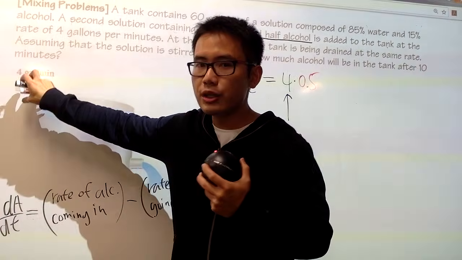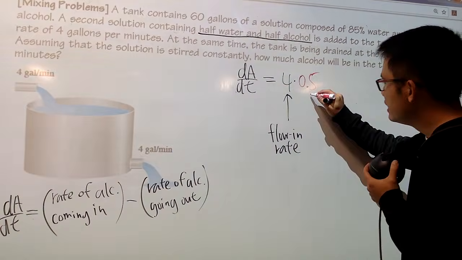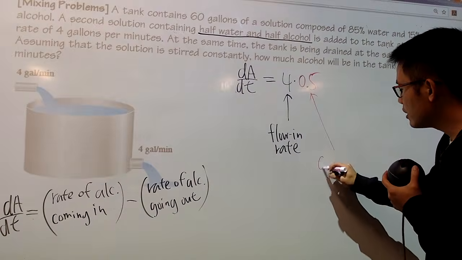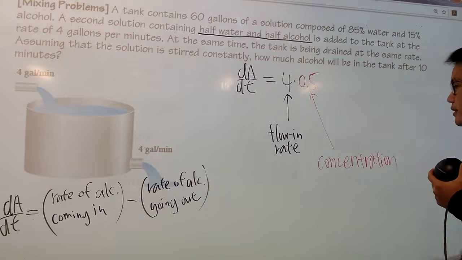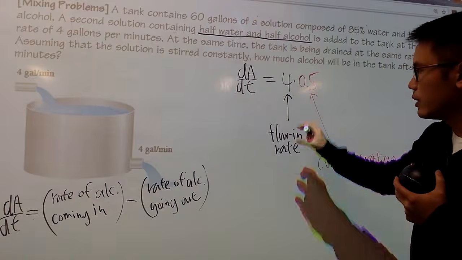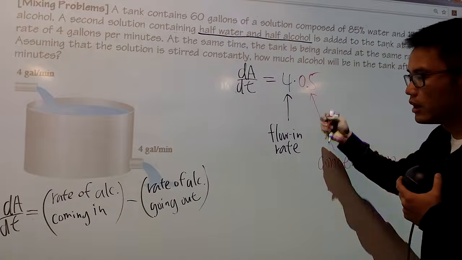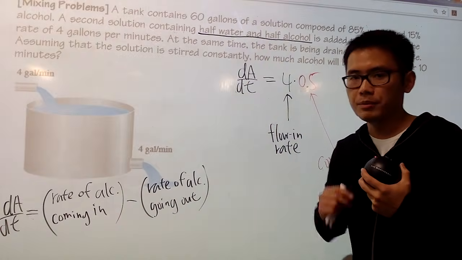Right? Because we have this much liquid, this much solution that's coming in. But this right here is the concentration of the thing that we care about, which is the alcohol in our case. So be sure you multiply them. This will tell you, and of course you know this is 2, this will tell you the rate of alcohol coming in is 2 gallons per minute.